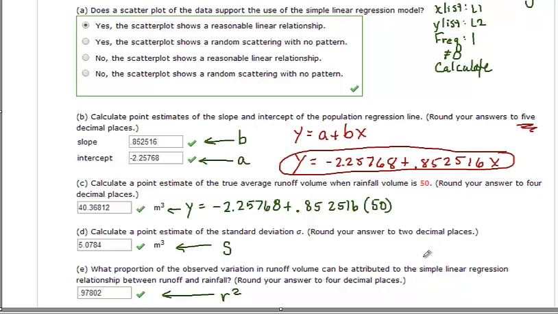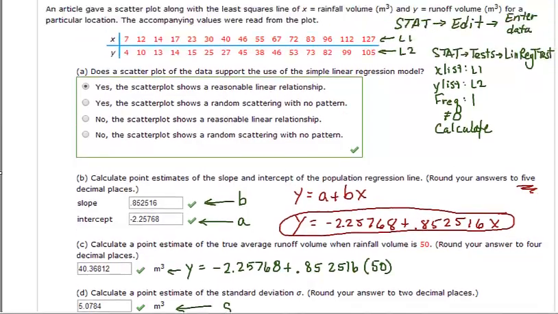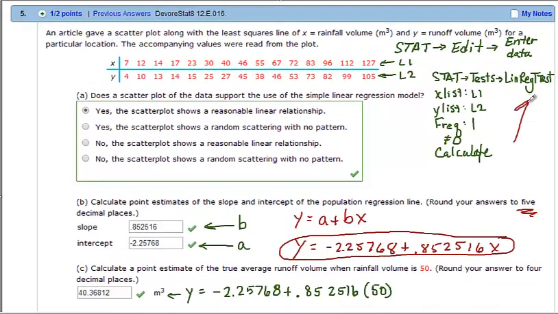want. And they might ask you a few questions based on slope and y-intercept, but basically this is chapter 12 in a nutshell. If you'll use that linear regression t-test function that's built into your calculator, it's smooth sailing.